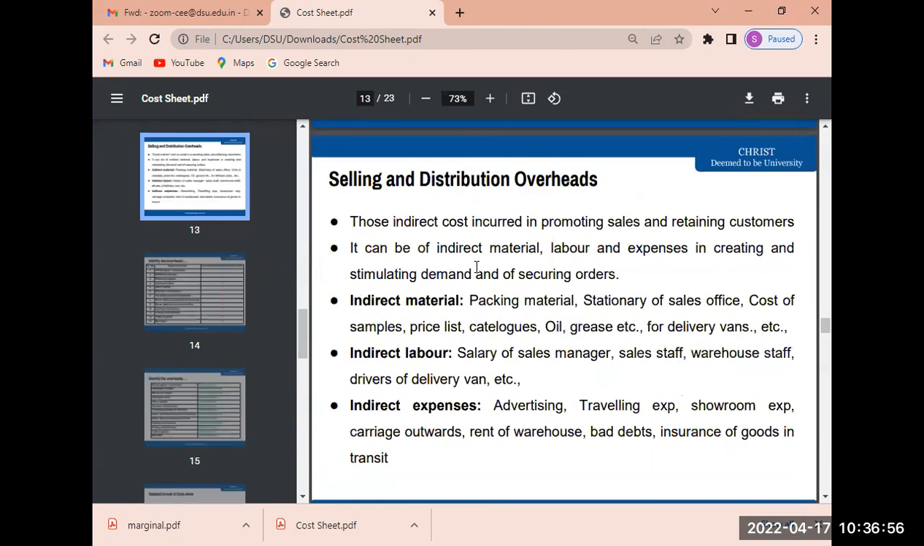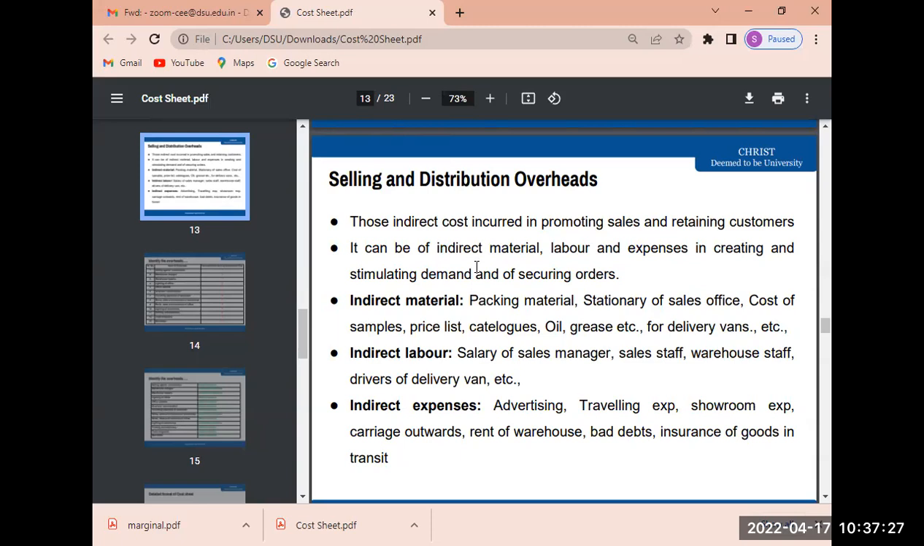Selling examples: material can be packaging material. We discussed already. Packaging, stationery of sales office, cost of samples. Suppose the customer is coming and asking, give a sample. Give us 10 products, we'll see, then we'll buy it. Sample, okay. And then price list printing. We'll have price lists of those days in printed form. Then oil, grease used in selling or for delivery van, etc.